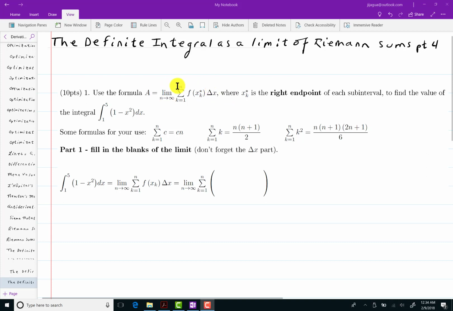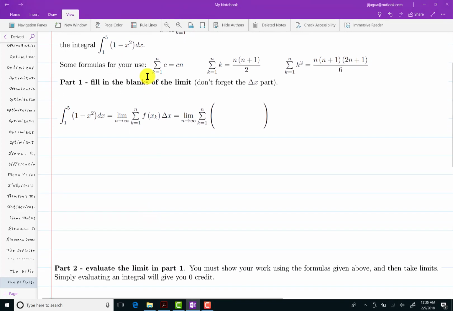Basically, it comes down to this. Use the limit definition to evaluate this integral, 1 to 5, 1 minus x squared. So the first thing that I would do is get a picture of that interval. 1 minus x squared. Just a rough sketch. It doesn't have to be anything fancy. You can use your graphing calculator, whatever.